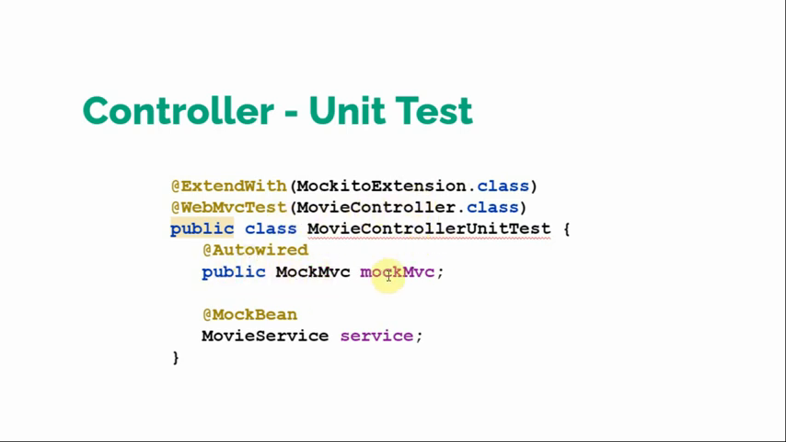We'll autowire the MockMvc here. This autowiring is for the MockMvc, which will be used to make HTTP calls. Then we are using the MockBean here, because we want to mock the service that is internally called from the movie controller.